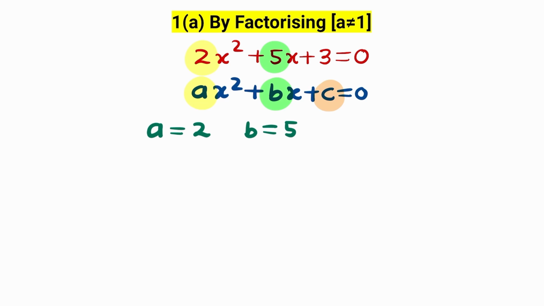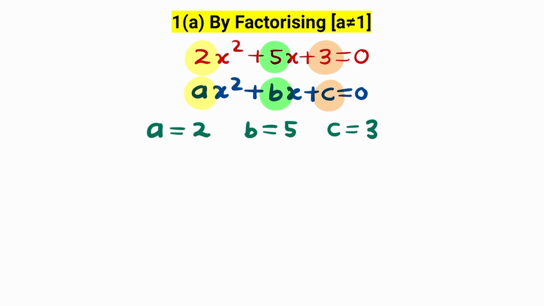And finally, c. c is the non-x term of the equation. A non-x term doesn't have an x attached to it. For example, 2x squared has an x term associated. 5x also has an x. But does 3 have an x term? No. So 3 is considered as the non-x term. Therefore, the c value is equal to 3.